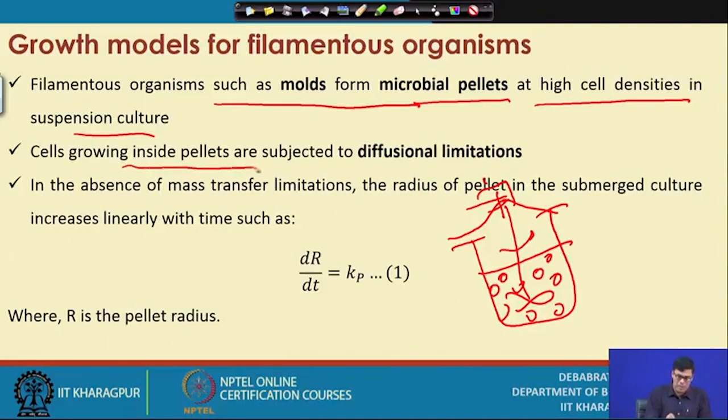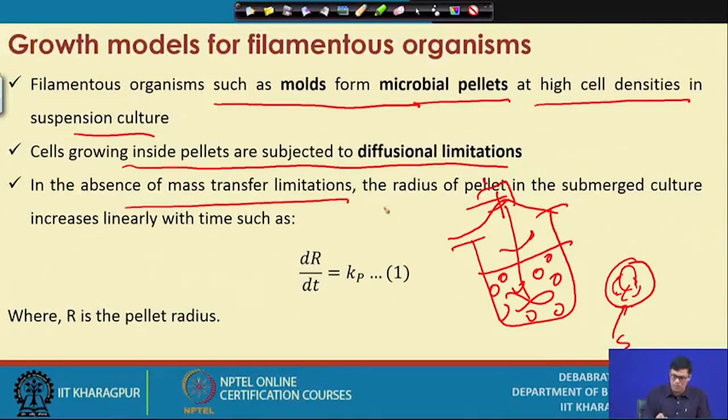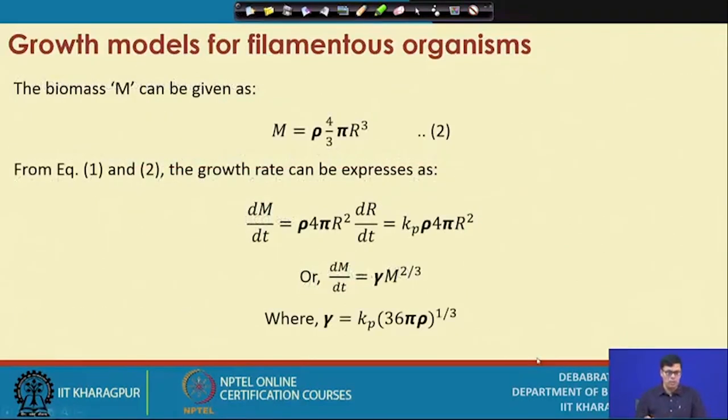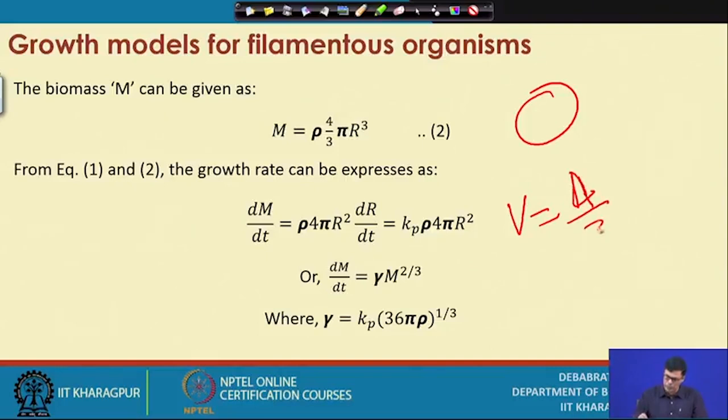Now, cell growth inside the pellet is subject to diffusion limitation. Obviously, when there is a pellet, the concentration of the cells is high, so diffusion of the substrate inside the pellet is a problem. In the absence of mass transfer limitation, the radius of the pellet in submerged culture increases linearly with time, as dr by dt, where dr is the change of radius of the pellet, which we assume to be constant, km, where r is considered as the radius of the pellet. Now, here we can consider the pellet to be spherical. What is the volume of the sphere? 4 by 3 pi r cubed, am I right?